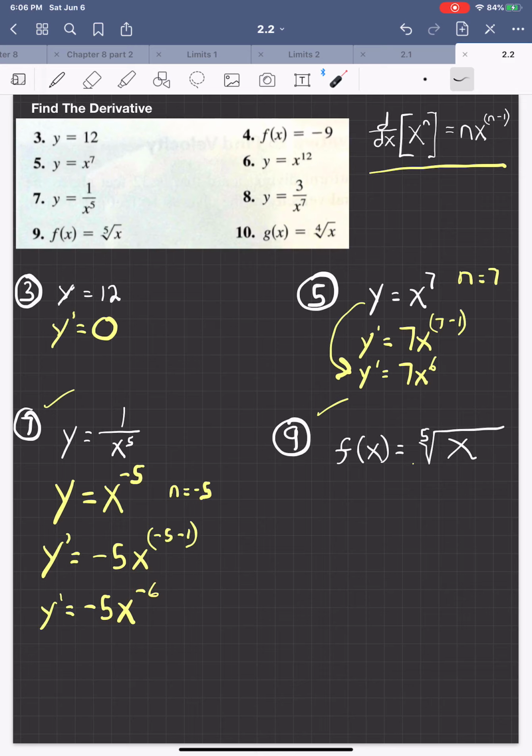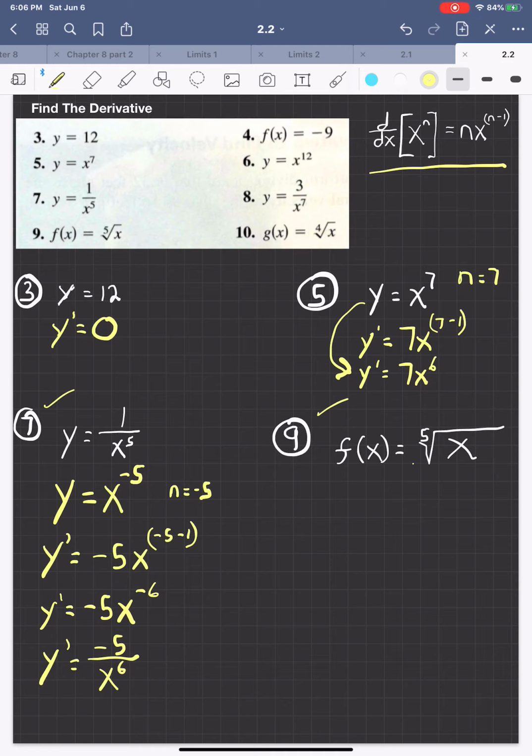So here would be the way you would write your answer. It would be y prime is equal to negative 5, and I'm going to bring that x to the negative 6 and move it to the denominator so that I have x to the power of positive 6. All right, and now at that stage, we are done with that problem.